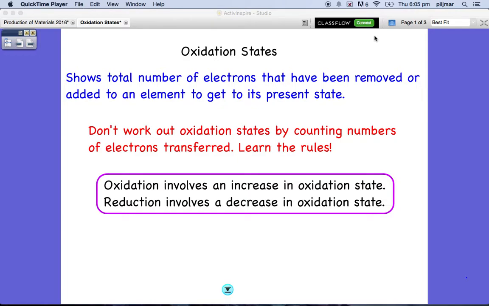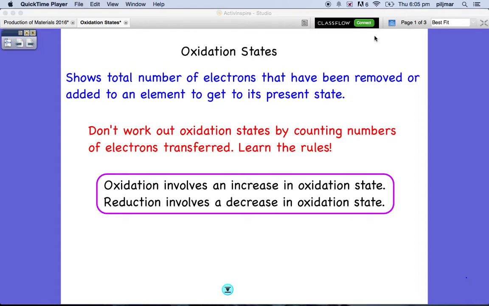In our redox reactions, we can use a concept called oxidation states to work out whether a substance has been oxidized, or lost electrons, or if it has been reduced, or gained electrons. Oxidation states, sometimes called oxidation numbers, can show us the total number of electrons that have been removed or added to an element to get it to its present state. We don't work out the oxidation states by counting the number of electrons transferred. We need to learn a set of rules.